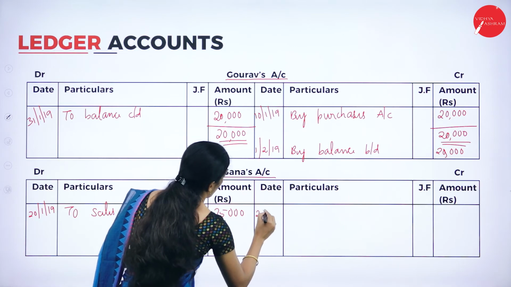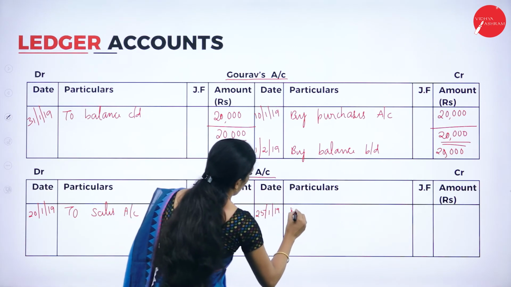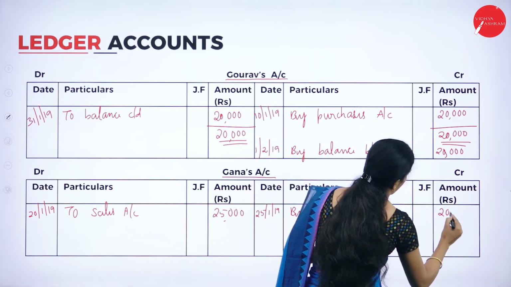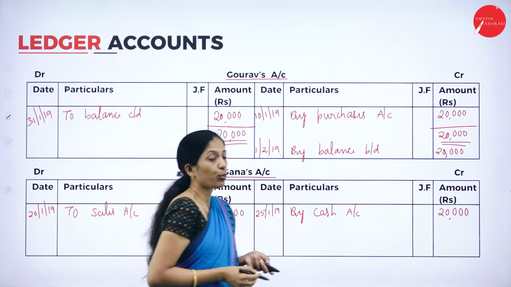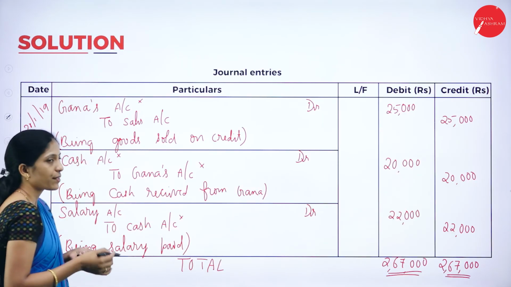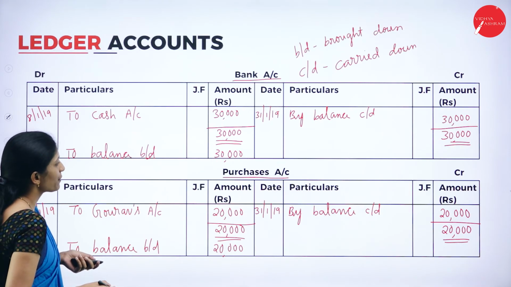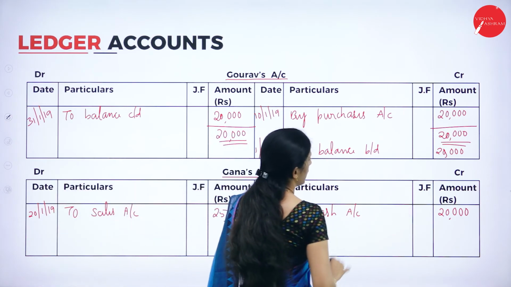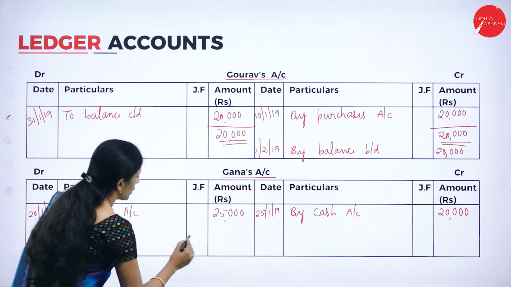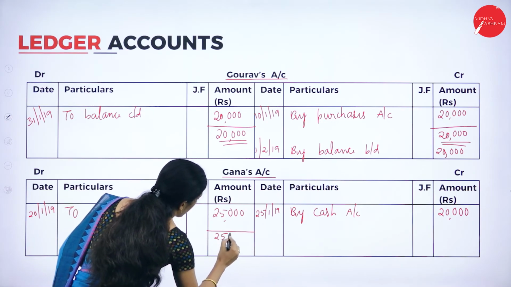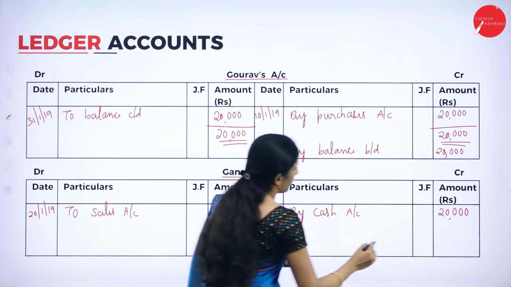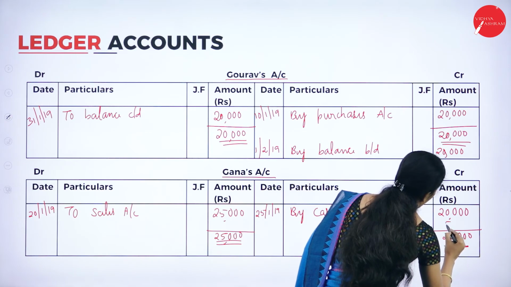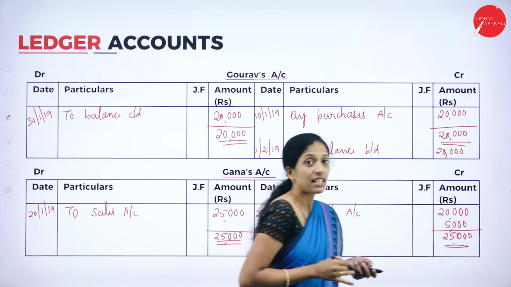So 25th/1/2019 by cash account and the amount is how much? 20,000. Again find out where there is Ghana's account. Yes, in the last entry there is no Ghana's account. So balance both the side. So in the debit side it is 25,000 whereas credit side it is only 20,000. So which one is greater? 25,000 is greater. So write 25,000 both the side minus this 20,000. So you'll get a balancing figure of how much? 5,000.